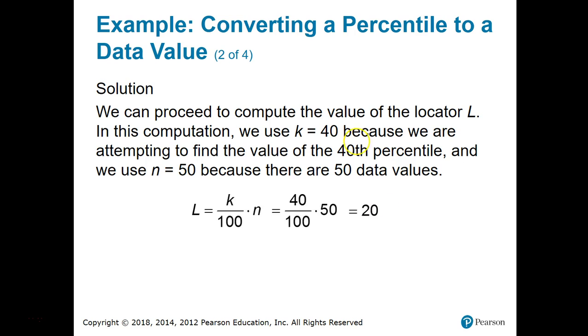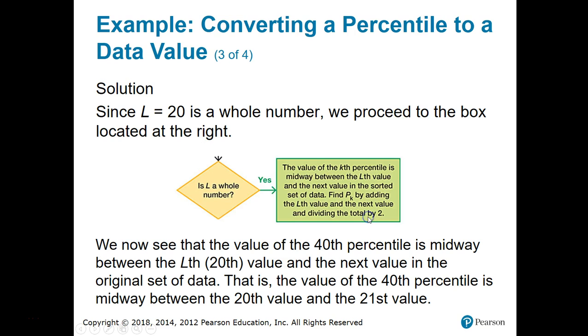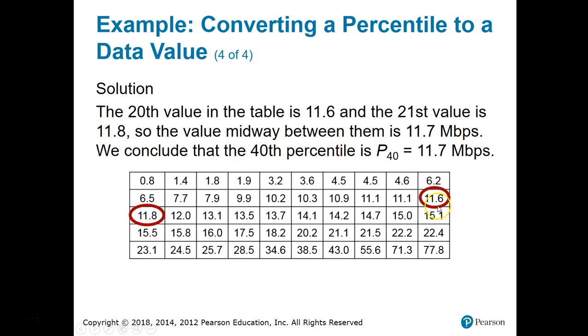So that means, this is a whole number, so we want it to be between the 20th and 21st numbers. So the value between the 20th and 21st numbers, which is between 11.6 and 11.8, is going to give us 11.7. So that'll give us 11.7 megabits per second.